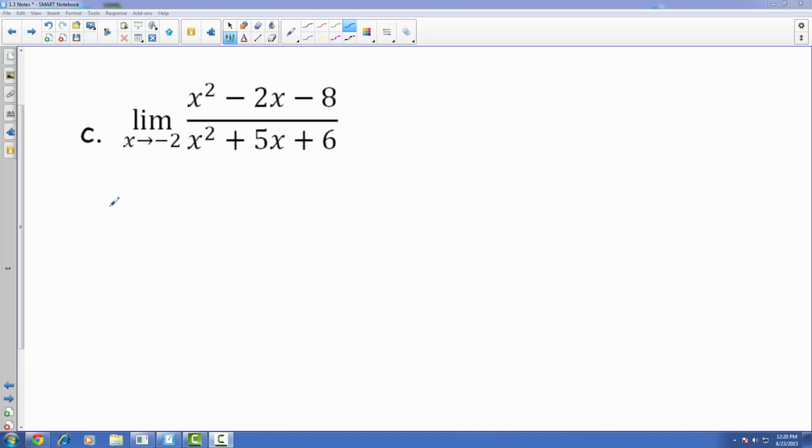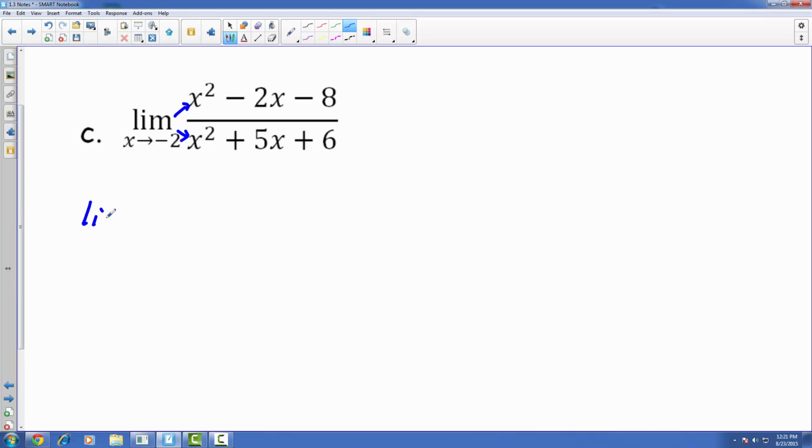Here we are at problem 2c from our 1.3 set of notes. We're asked to find the limit as x approaches -2 of this particular rational function. Now, there are a couple ways that we can do this, but just to keep our properties and reinforce those, let's use our quotient property here. So we end up being able to apply this limit to the top as well as the bottom.